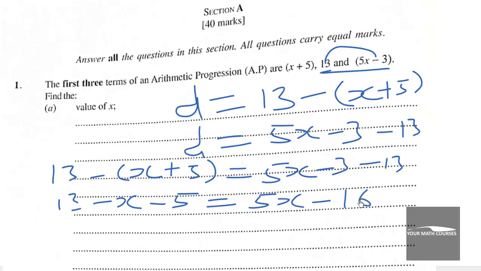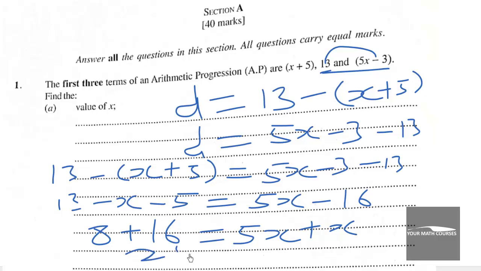So we can group the terms. We have 13 minus 5, that will give us 8. So we have 8 plus 16 is equal to 5x plus x. So we will get 24 is equal to 6x. So dividing through by 6, we obtain x to be equal to 4. Therefore, the value of x is 4. That is the A part of the question.